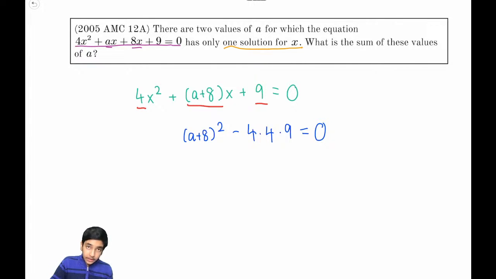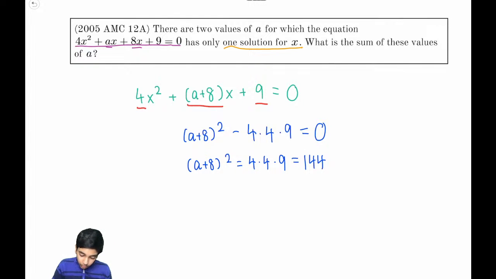Okay, so now what we can do here is we have (a+8)² equal to 4 times 4 times 9, which equals 144. So then we can take the square root of both sides to get that a+8 will be 12, or remember, it can be 12 or negative 12. So a+8 can be 12, or a+8 can be negative 12.